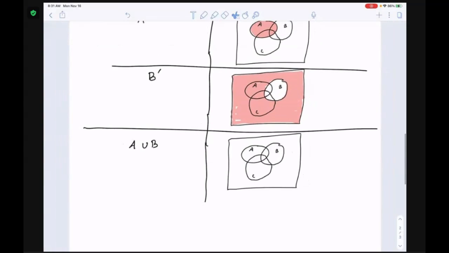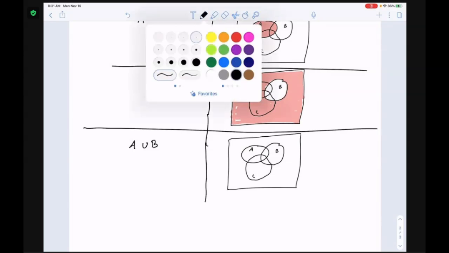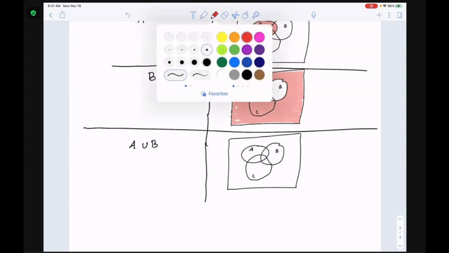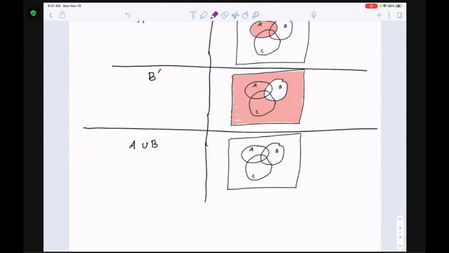Now, when I ask for A union B, the best way to do these problems is just to color in exactly what you're looking for and do each piece. That's as easy as it is. All right. So what is this going to look like? Both circles of A and B. So if I were to do A, it would be here.